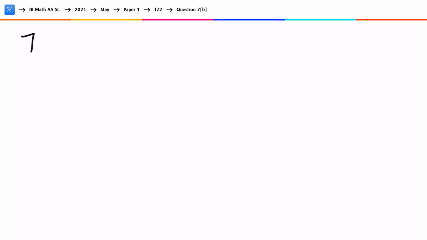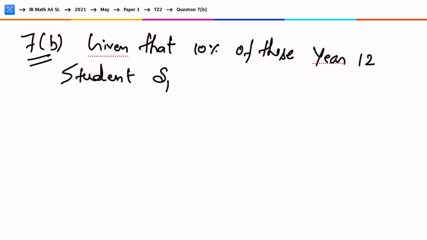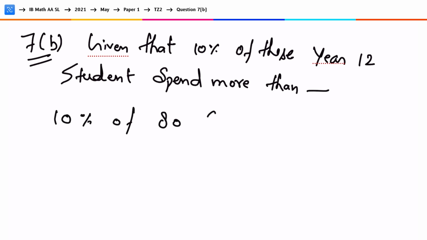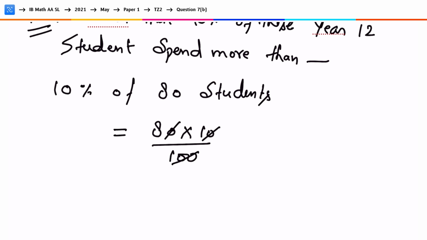In question 7, part B, we are given that 10% of this year's 12 students spend more than 10% of 80 students. 80 multiplied by 10 divided by 100. Canceling out the zeros we get is equal to 8 students.